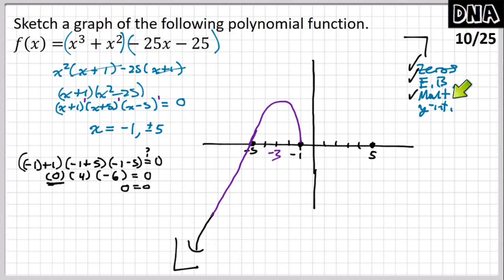Now, I did say y-intercept, right? That's because it's so easy. If I plug 0 into this right here, what would I get? Negative. That means my y-intercept would be -25. So I'm gonna go ahead and put a -25 right here, because it's just too easy not to do it. And I'm gonna go through it. I'm gonna come back and go through this one, and I'm done.